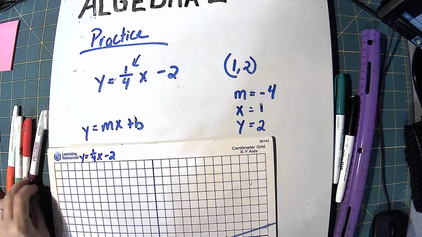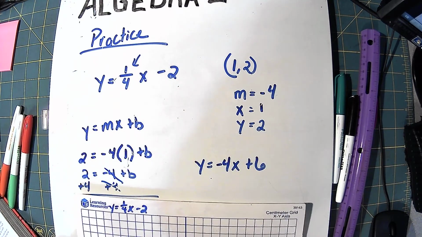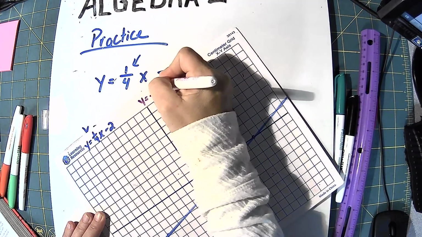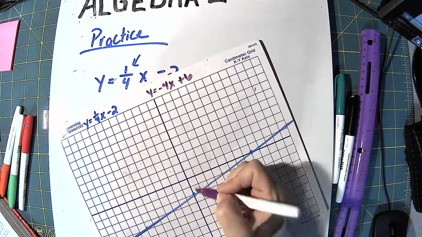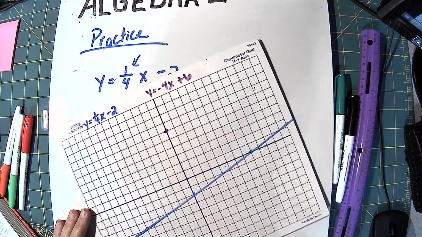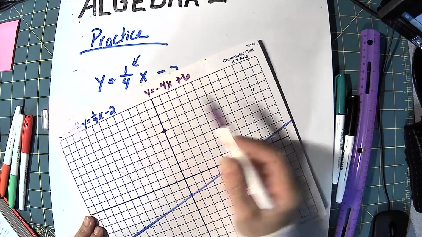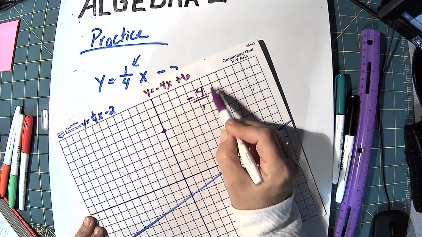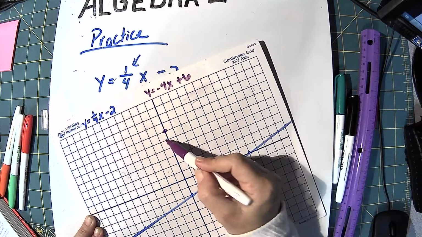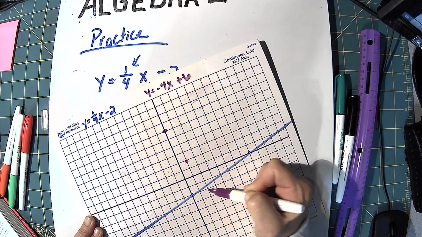Okay, and then my new equation is y equals negative 4x plus 6. All right, so we're going to go up 6. 1, 2, 3, 4, 5, 6, right there. And then we're going to do negative 4 as our slope. So down 4, that really means negative 4 over 1. So our rise is down 4 over 1. 1, 2, 3, 4 over 1.